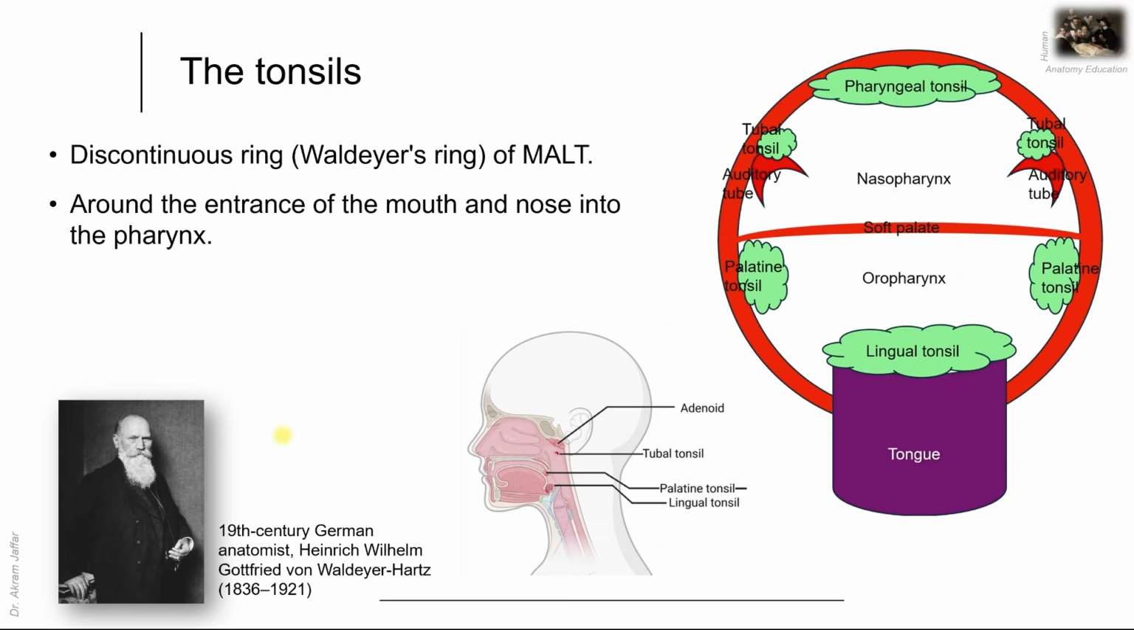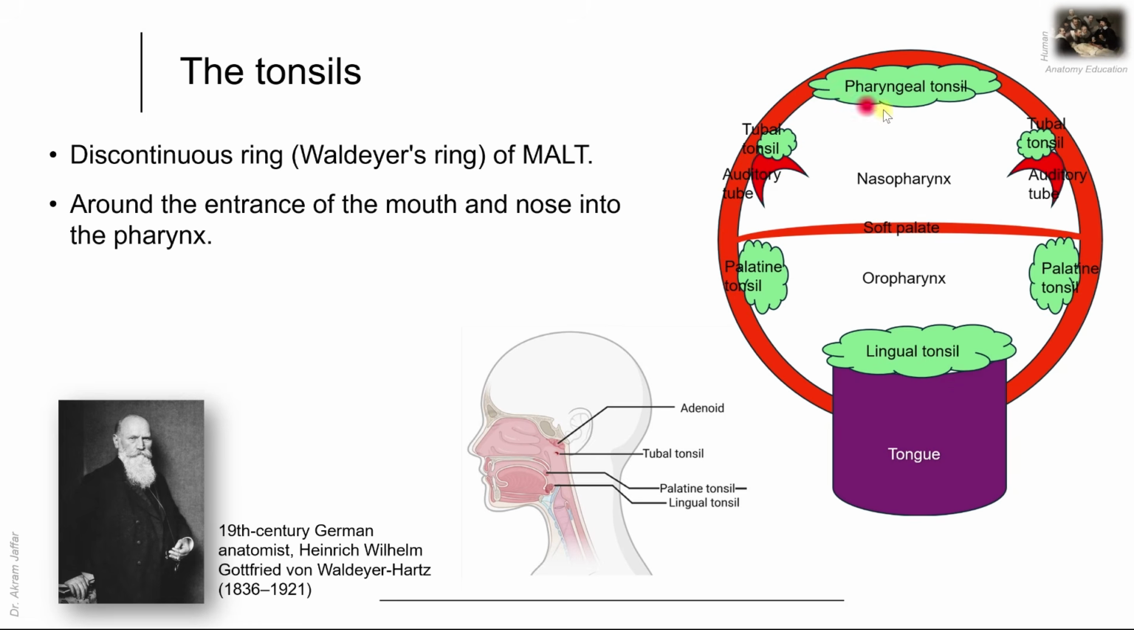In the neck, there are also lymphoid follicles. They are called the tonsils here. They are not lymph nodes. They do not have a capsule of connective tissue, so they are non-encapsulated. They just lie underneath the mucous membrane. And these lymphoid follicles constitute a discontinuous ring called Waldeyer's ring of mucosa-associated lymphoid tissue. They are strategically located around the entrance of the mouth and nose into the pharynx.